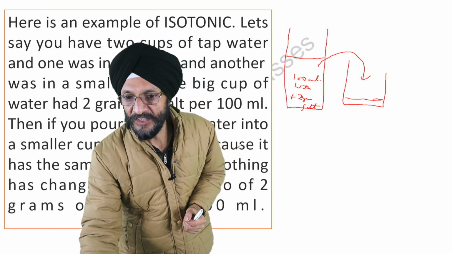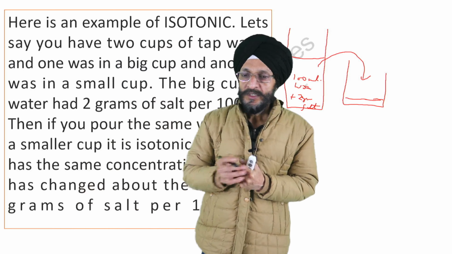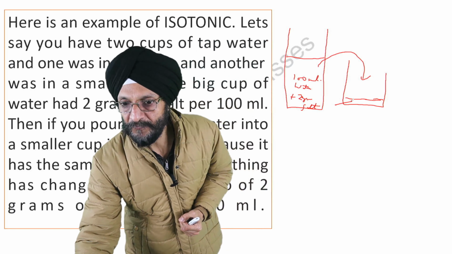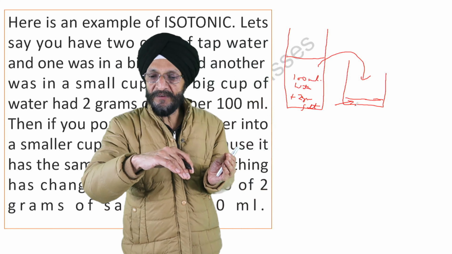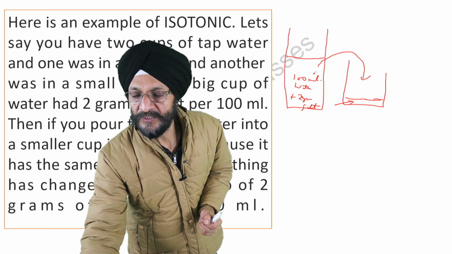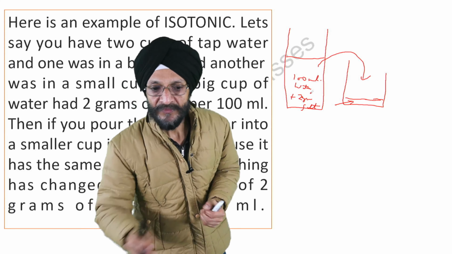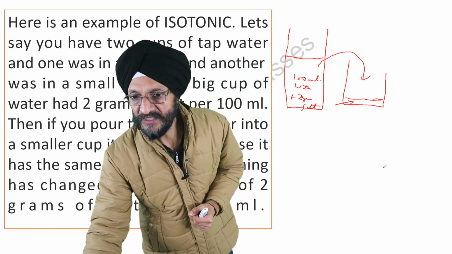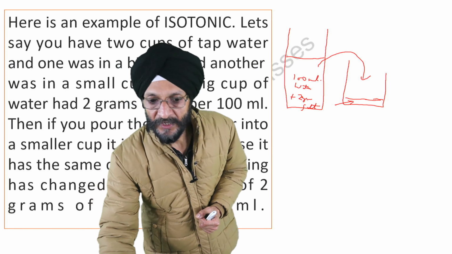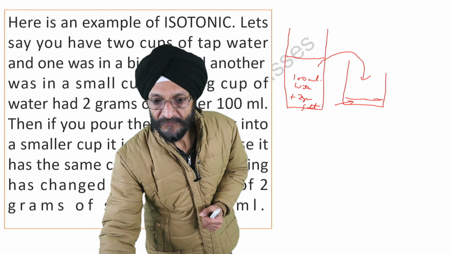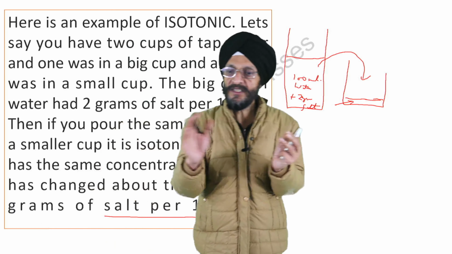That is, the concentration of salt in the water will remain the same. So the solution which is present inside this small cup is also the same as compared with the solution which is present in the big cup. So the solution which has been placed in the smaller cup is isotonic because nothing has changed. The ratio of salt is 2 grams of salt per 100 milliliters. The ratio will remain the same.